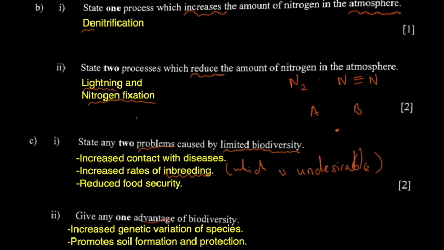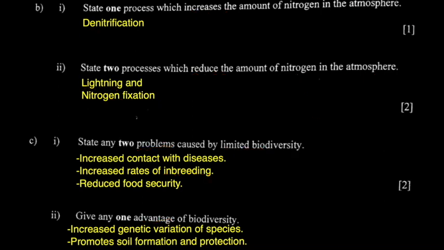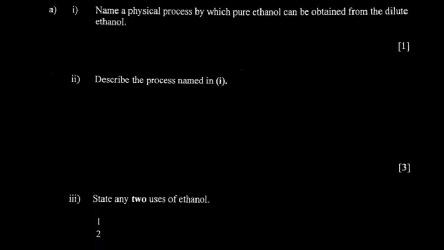It's cool. Let's see, do we still have any more questions? Yeah, I think we have one more question, which is question 10. Name a physical process by which pure ethanol can be obtained from dilute ethanol. Dilute ethanol means ethanol which is mixed with water, so you want to remove the water.